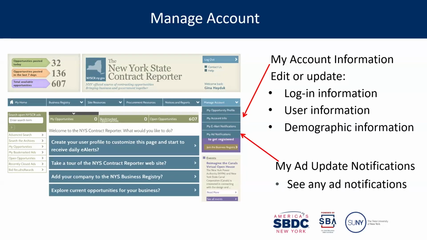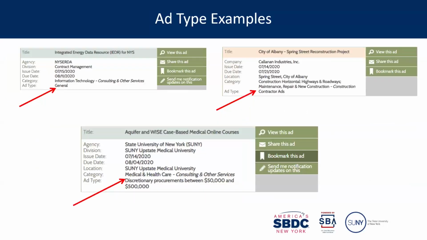In My Account Information, you will be able to edit or update the information that you entered when you set up your login, because not only can this information change, it may need to be refined. And so if you make a mistake and you realize that after you've set it up, this is where you would go to fix it. And in My Ad Update Notifications, you will see any notices that generate from your criteria. So this is where you would go to see if something comes up. Now, here are some examples of types you can see that correlate with the options you had chosen. And we'll dig deep into how to navigate these ads.